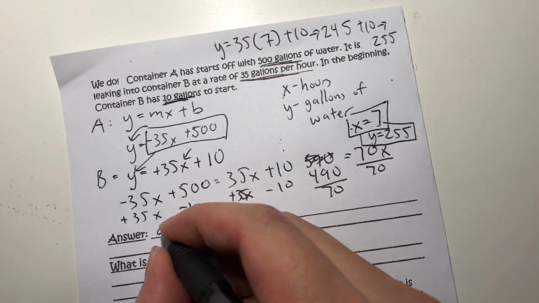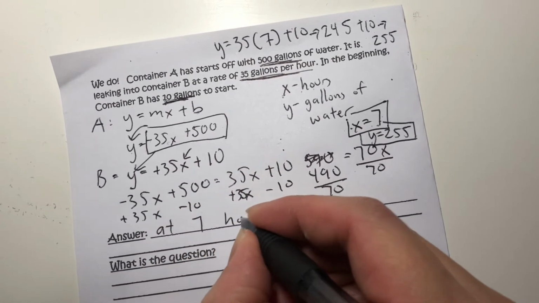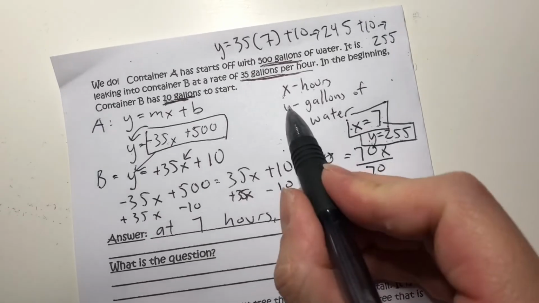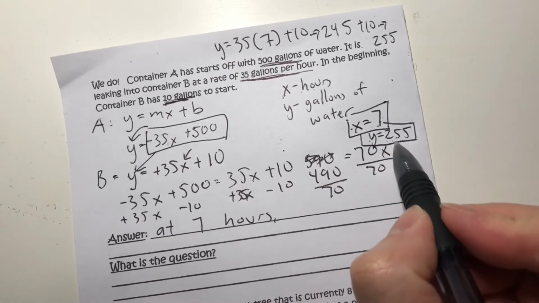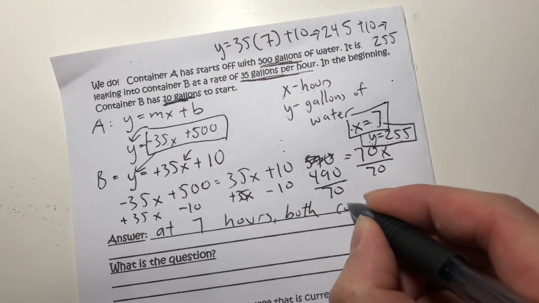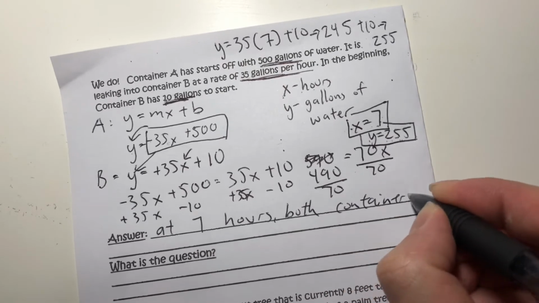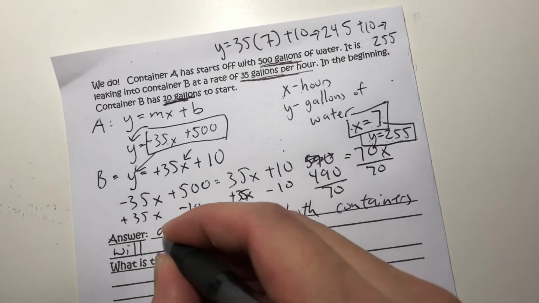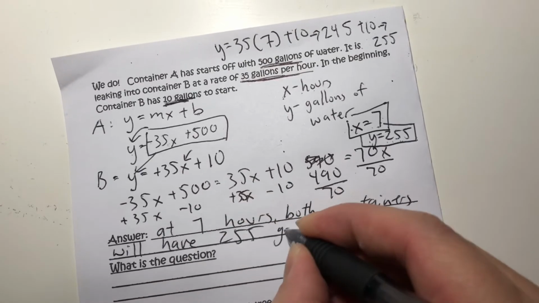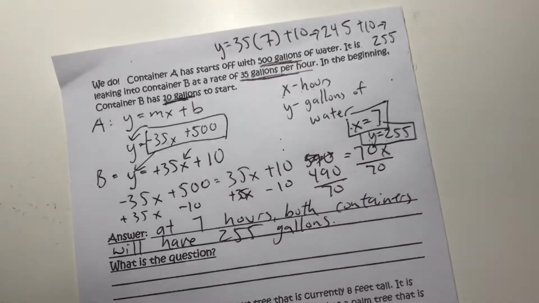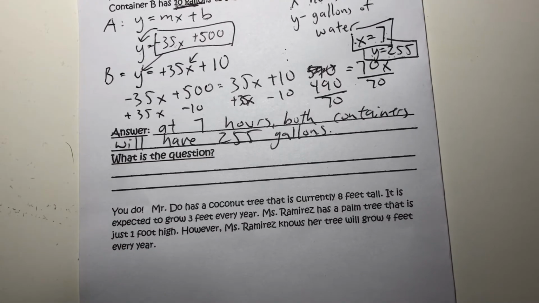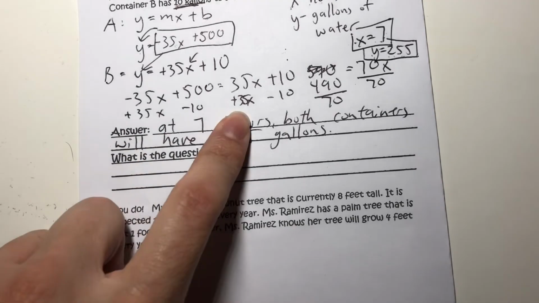So at 7 hours, y is 255. What does it mean for our problem? That means at 7 hours, both containers will have 255 gallons. Now, the new thing is, what is the question? What question would you have to ask in order to get this answer?